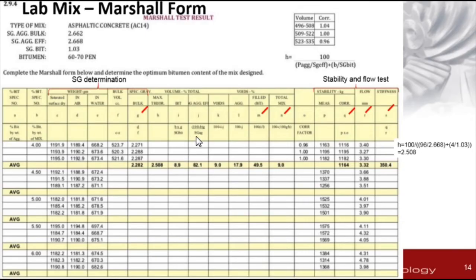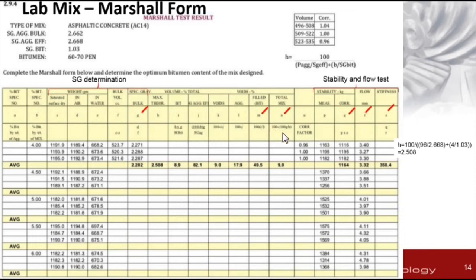After that, continue the calculation for column K, L, M, and N. These are the volumetric properties that we have discussed earlier. K is the volume of voids. L is the volume of voids in mineral aggregate VMA, and M is the volume of voids filled with bitumen VFB. And finally, column N refers to the voids in total mix, which is VTM. Again, you can try to do the calculation using the formula given in the column.